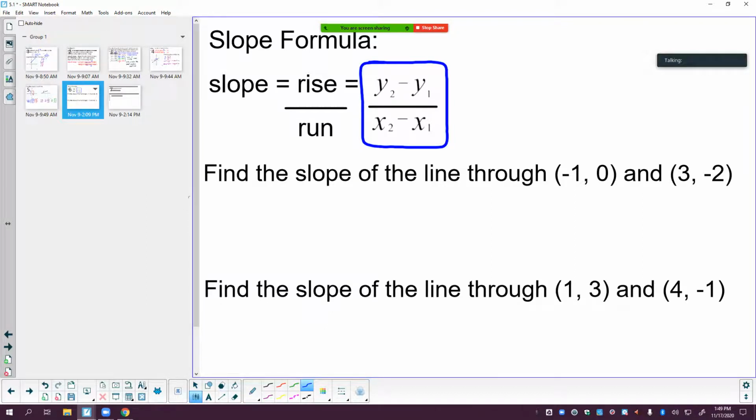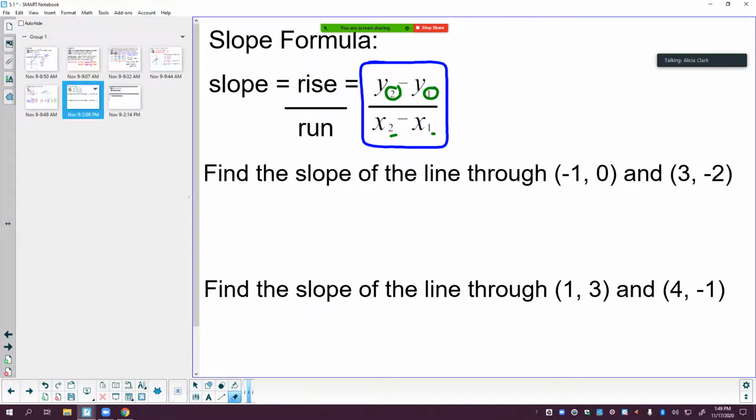So what this means: y2 minus y1 over x2 minus x1. I'm finding the change or the difference between the y's, and anytime I use the word difference, I'm talking about subtraction. And then I'm finding the difference in the x's, or the change in the x's. Now these little numbers, like the 2 and the 1 on the x and the y, mean the second y, or the second ordered pair, and the first y from the first ordered pair. The second x is from the second ordered pair, the first x is from the first ordered pair.